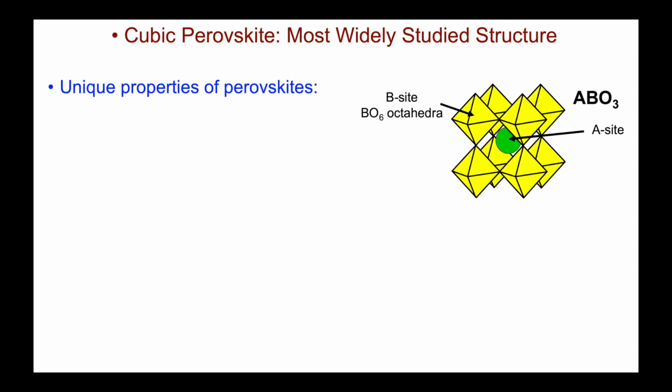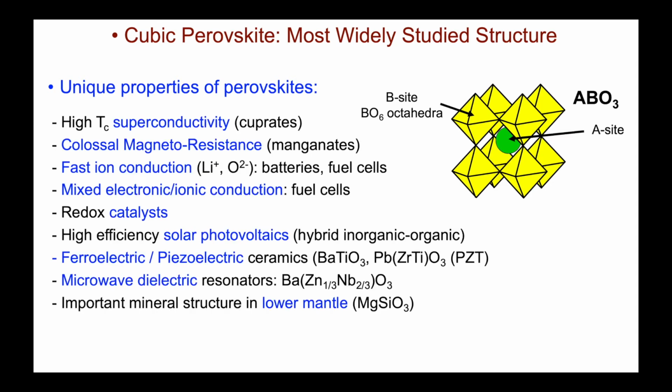I mentioned that perovskites have many unique properties, and there really is no other geometric structure that could lay claim to this many phenomena. The perovskite structure is an integral part of the high-temperature superconducting copper oxides, the so-called cuprates, which can show superconductivity up to almost 150 Kelvin. And their discovery in the late 80s caused quite a revolution in the pursuit of high-temperature superconductivity.